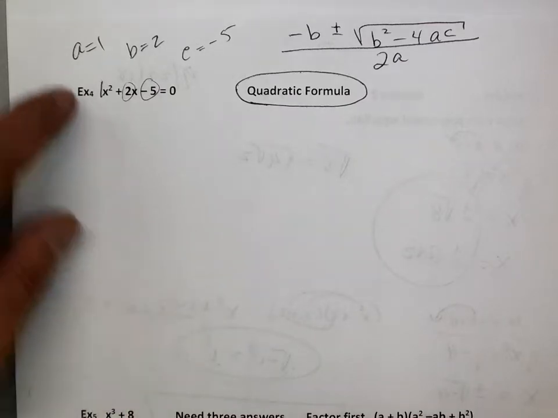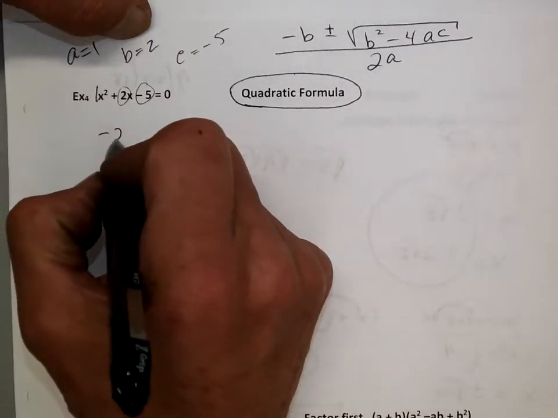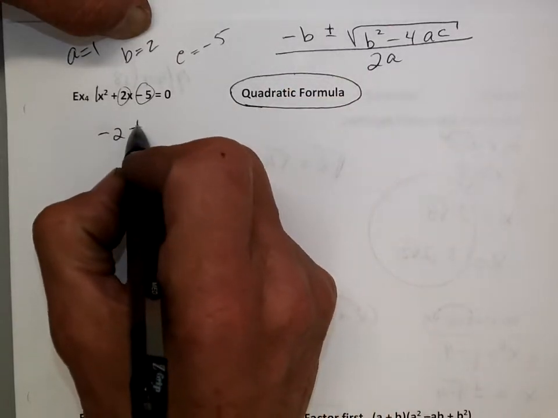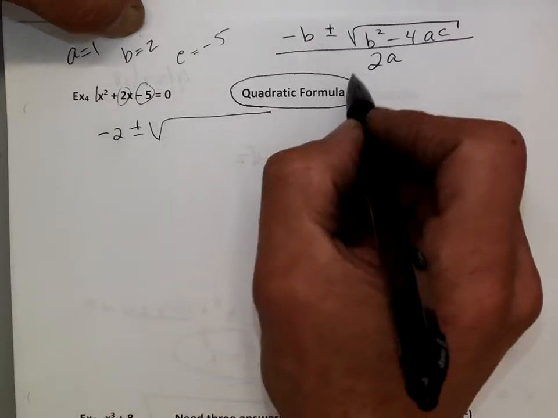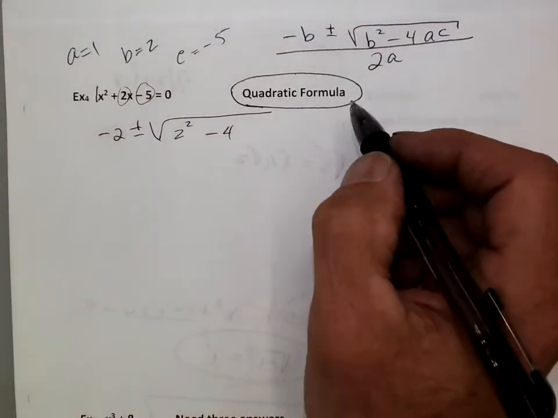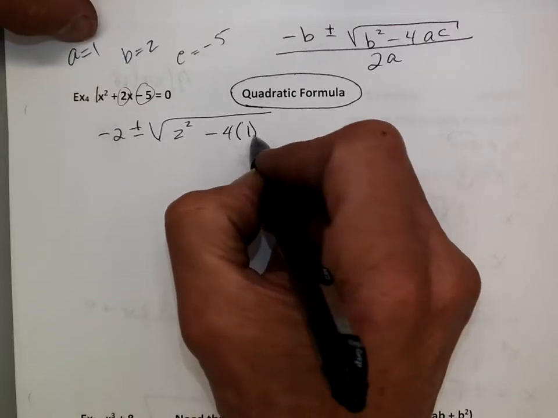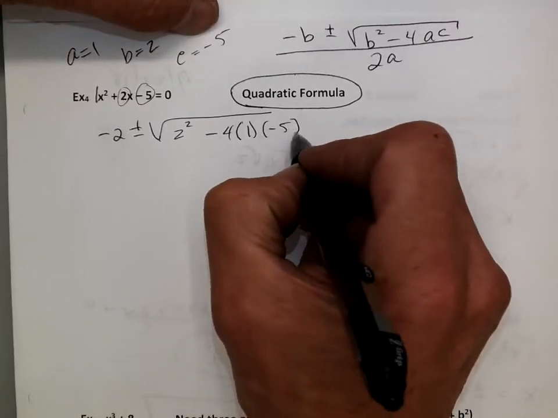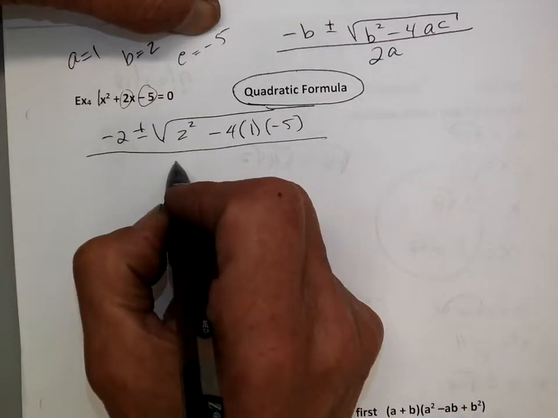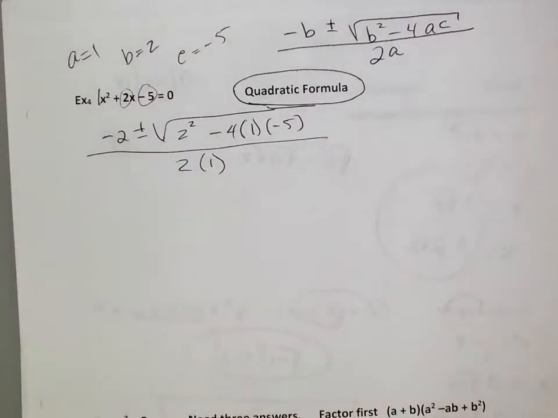So let's plug things in. So I'm going to go negative b, right? Negative b, so I'm going to go negative 2 plus or minus big square root b squared. So I'm going to go 2 squared minus 4. And 4 is in the formula. 4 is always there. Minus 4 times a, which is 1, times c, which is negative 5, all over 2. 2 is always there. It's part of the formula. 2 times a, which a is 1. Okay? So all you do for the quadratic formula is just put them in. Just put the numbers where they belong. That's what you do.